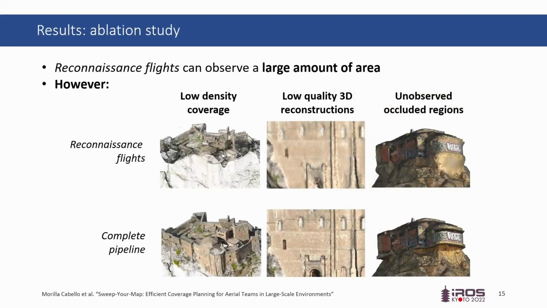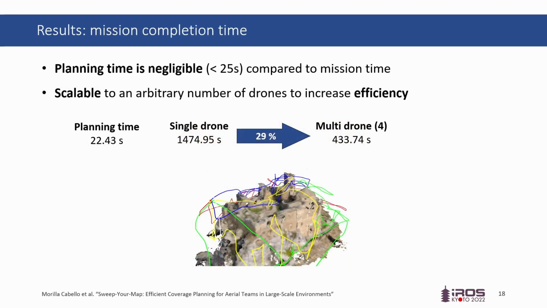If we only use the images captured during the reconnaissance flights, we can observe a large amount of area. However, this is not enough to obtain good coverage due to bad observations of vertical surfaces resulting in bad quality reconstructions, or occluded regions not being observed. Now let's see the performance of our whole pipeline. First, you can see that the planning time is negligible compared to the total mission execution, which allows planning on site in a few seconds right after the reconnaissance flights.